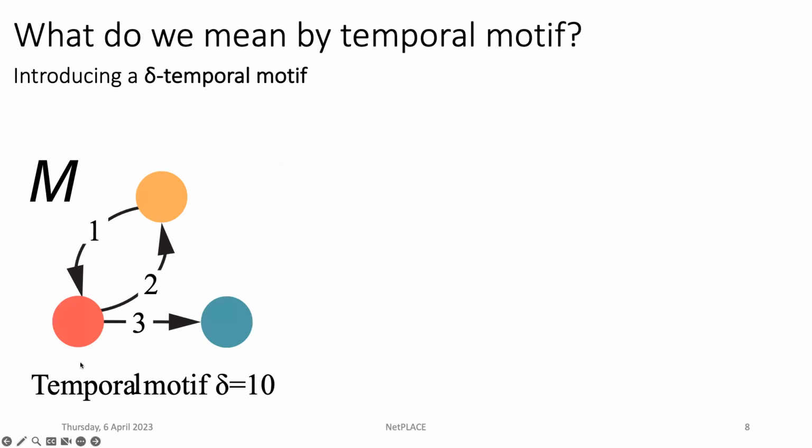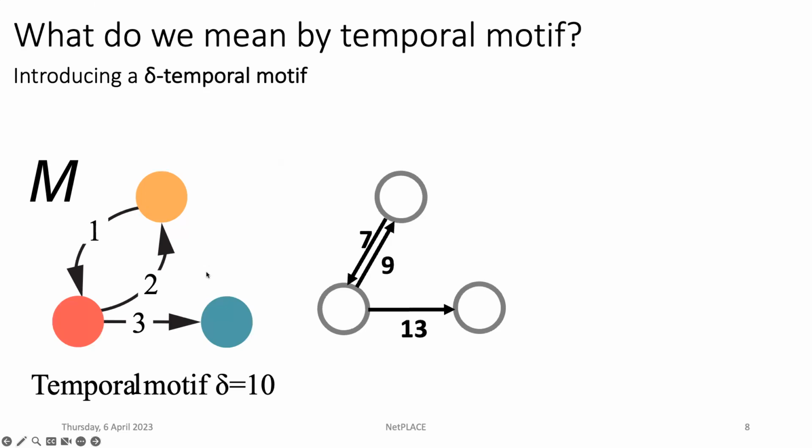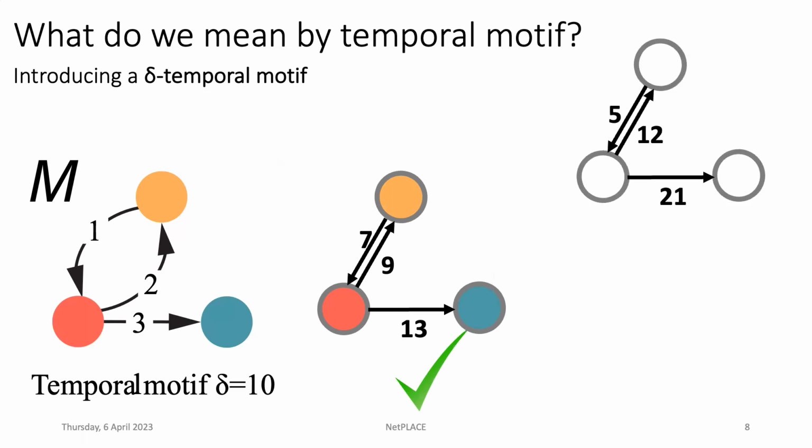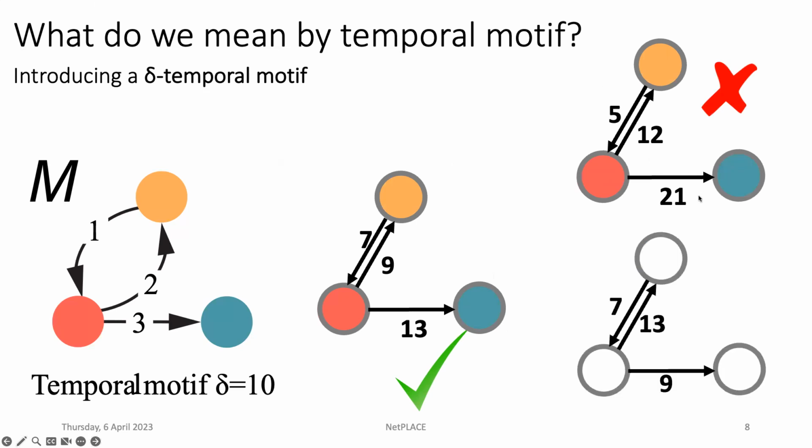So if this was the motif that we were looking for in the network, then this would be an instance of that motif because the edges are all in the right order, and the difference between the first edge and the last edge is less than 10. However, this one wouldn't be because the difference between the first and last edge is greater than 10. And this one also wouldn't be because the edges are in the wrong order.